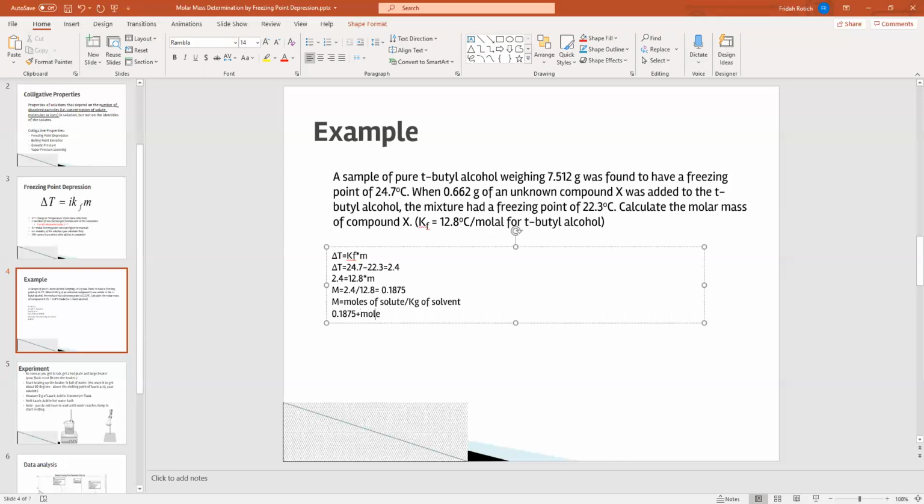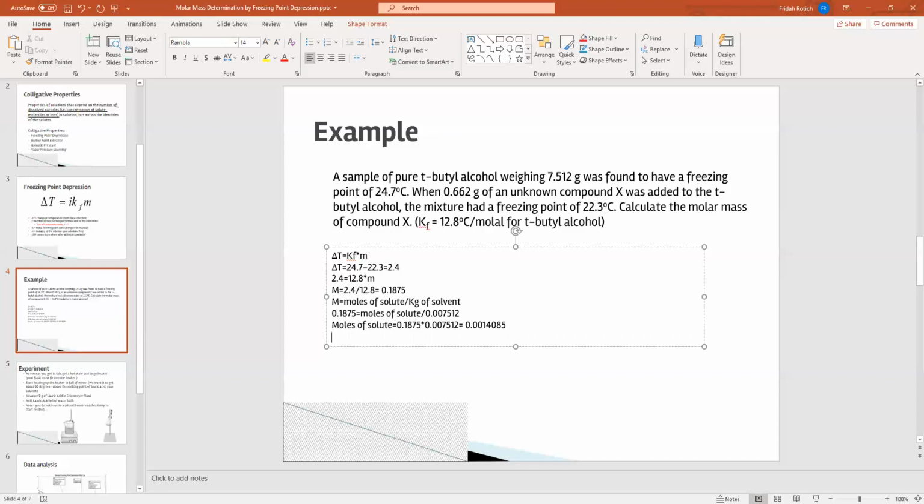All right, so let's put in the values that we have and see what we get. So this should be equal to moles of solute, and we are going to divide it by the amount of solvent in kilograms, 0.007512 kilograms. Because we are looking at moles of solute, we take this value since it's at the bottom and cross multiply, so 0.1875 times 0.007512, and the moles that I have here is 0.001405.